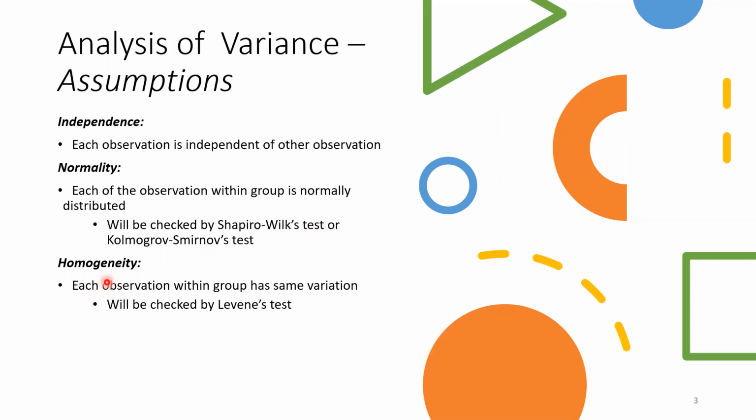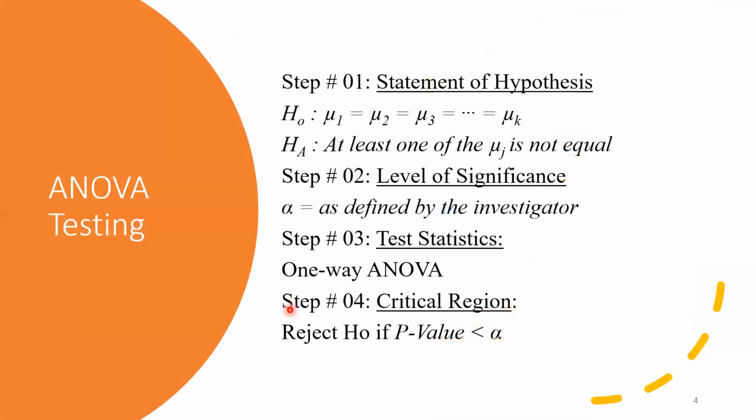Then we have one more assumption, which is homogeneity of variance. It does not directly affect the ANOVA, but when we have to run the advanced analysis, we have to consider this assumption. That is, the variance within each group is equal to the variance in the other groups. It will be checked by Levene's test.